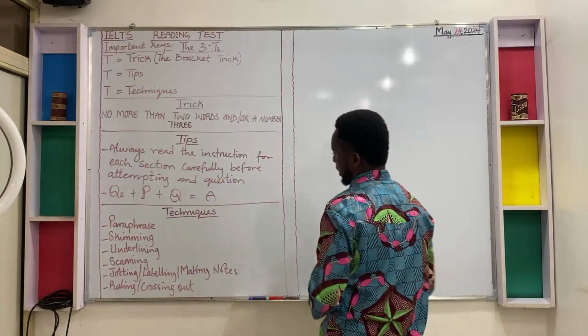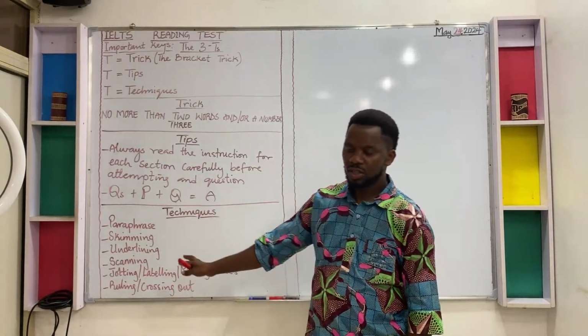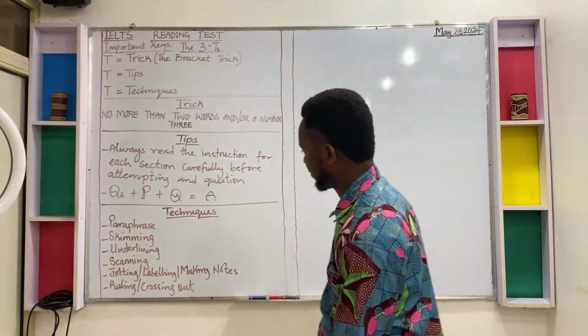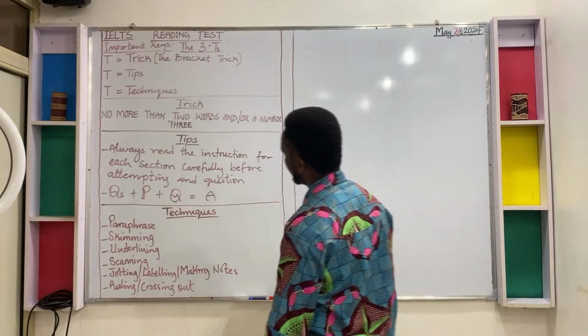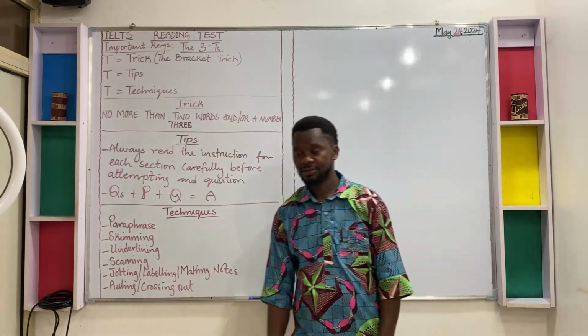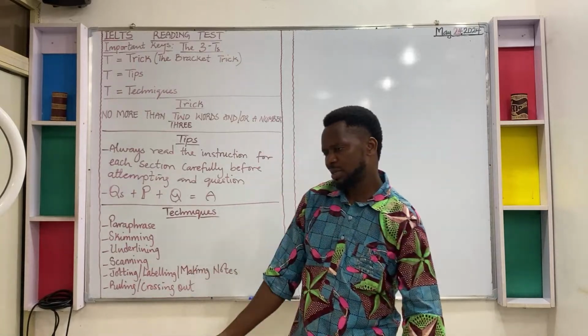Okay, so let's go to the next one, which is skimming. You need to pick up from where we are. This is the first house before we enter the tree. So let's pick up from skimming. What is skimming?